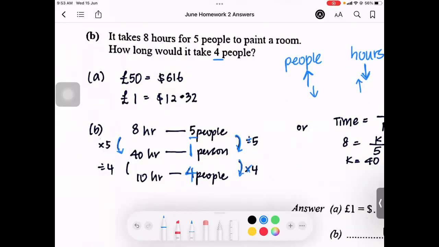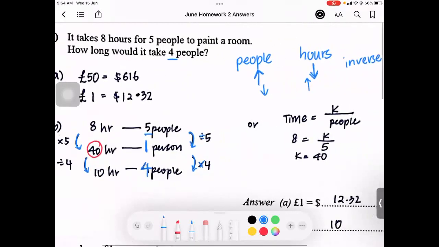But the other side will be, if I increase the number of people, I have lesser time taken. So divide by 4 to give me the answer 10. Okay, and you'll notice this number 40 here is actually your constant K. How do I get this constant K?